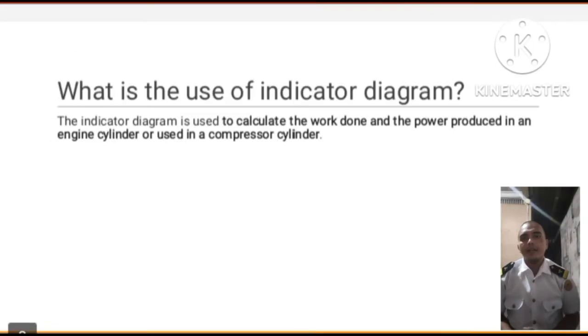Use of the indicator diagram: it is used to calculate the work done and the power produced in an engine cylinder or in a compressor cylinder. It is used to measure the thermal or cylinder performance of reciprocating steam and internal combustion engines, and we focus on the internal combustion engines. An indicator chart records the pressure in the cylinder versus the volume swept by the piston throughout the 2 or 4 strokes of the piston, which constitute the engine or compressor cycle.